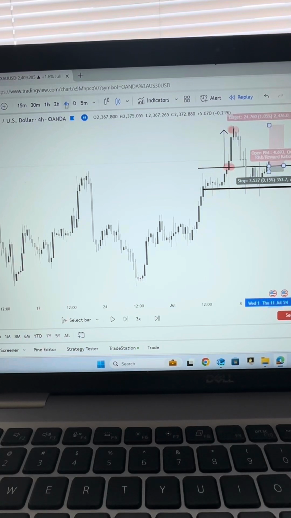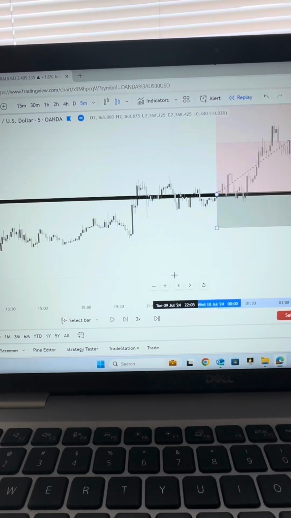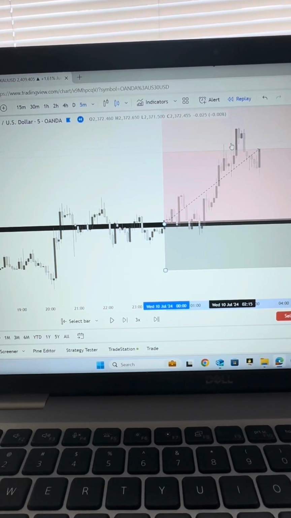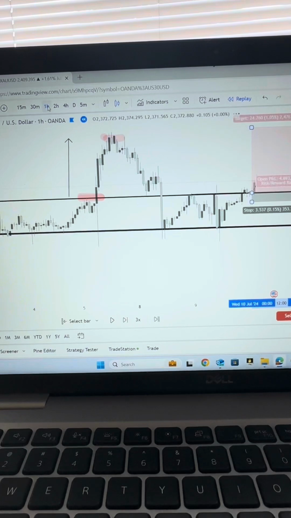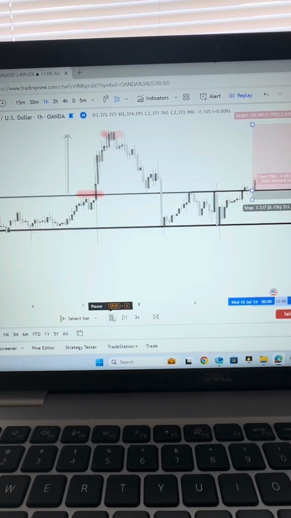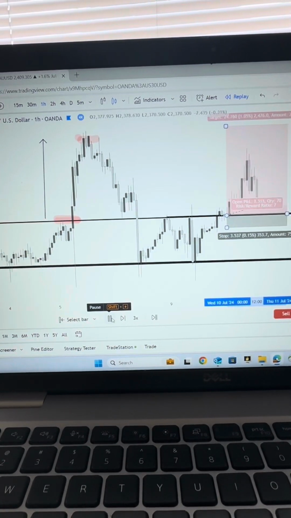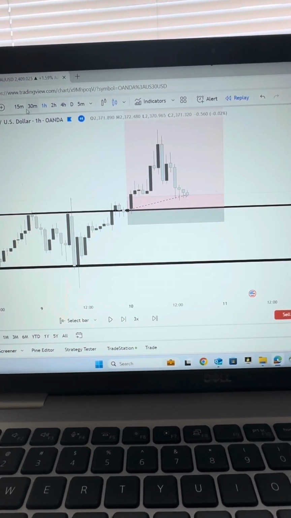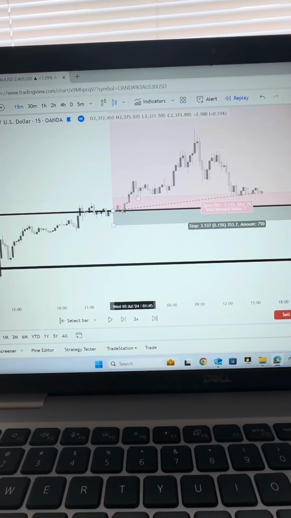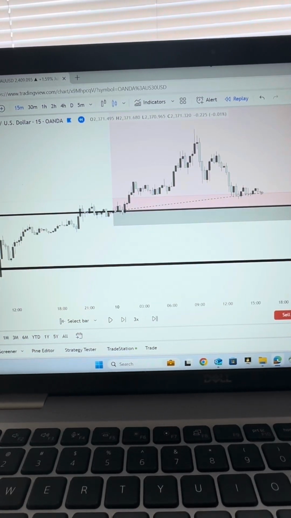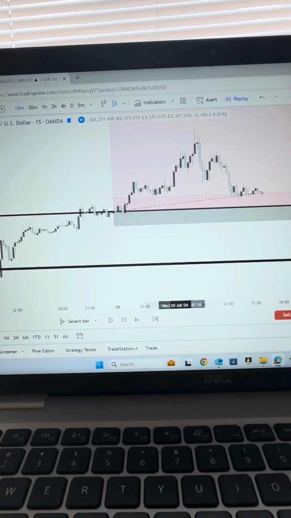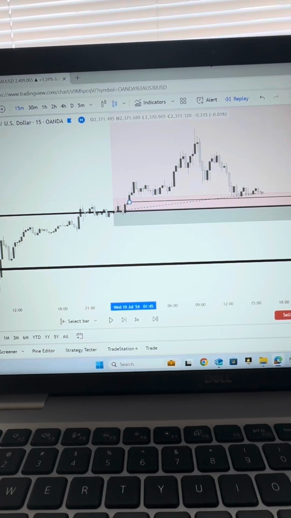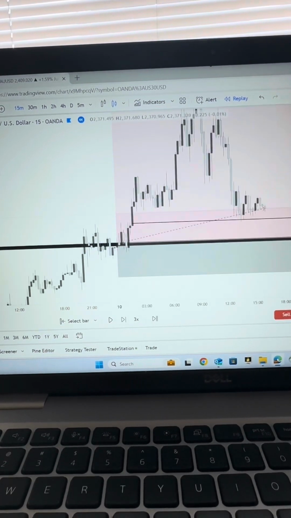So this was my trade. When you go down to the 5-minute, you can see that price was definitely letting the buyers do their thing, and even news respected it. So this is right before news. If you go down to the 15-minute, you see that price was respecting this level right here. And it actually never closed below this level.